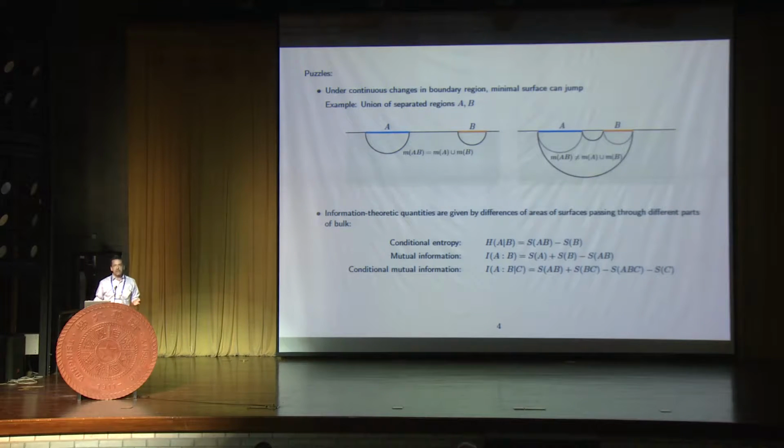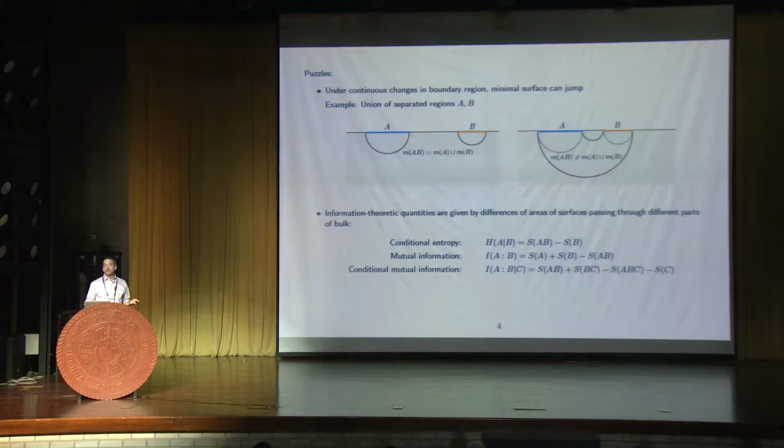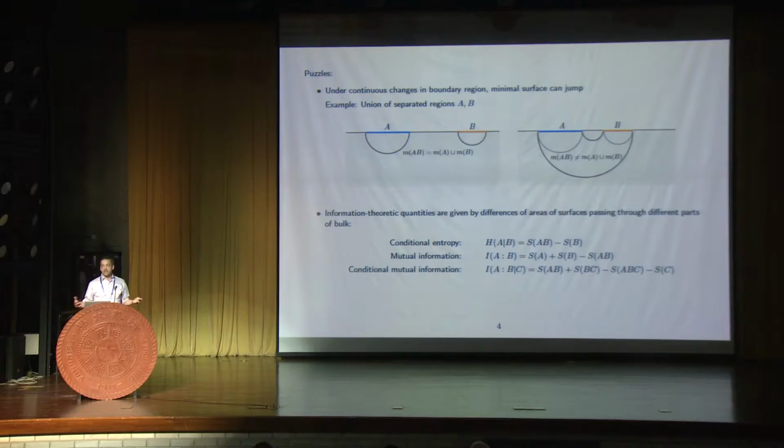And to sharpen that, another thing that always confused me is when you look at these quantities which encode basically the structure of the state. You compute them by taking differences of areas of surfaces that pass through different parts of the bulk. So here I'm talking about quantities like the conditional entropy, the mutual information, and the conditional mutual information. And let's just remind ourselves of why these quantities characterize the state.